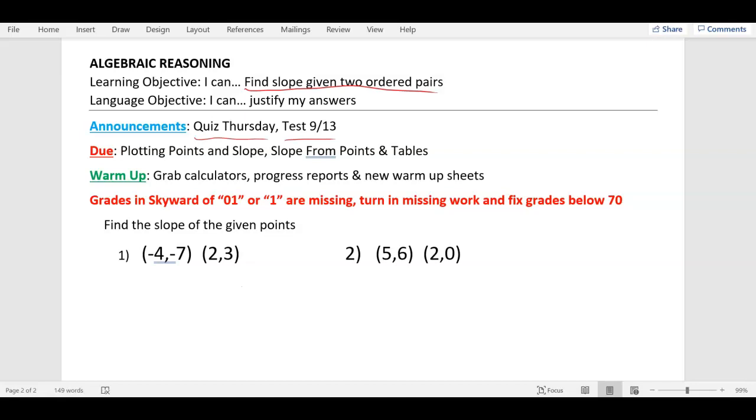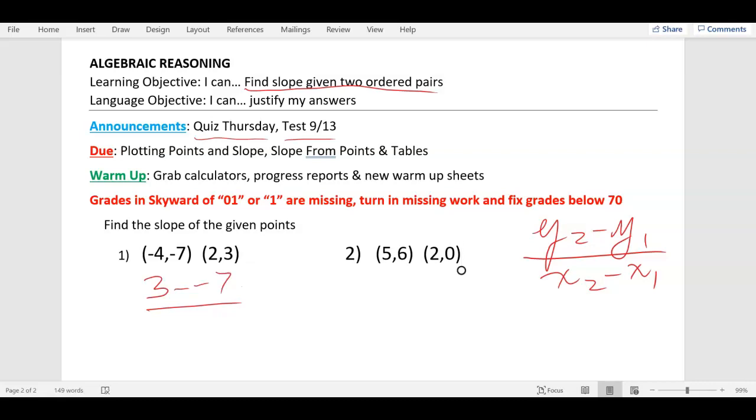This warm up is just more of the same, so we should know how to do this. It's y2 minus y1 over x2 minus x1. You've got to be good at getting slope from 2 points. So number one, y2 minus y1. What am I going to put here? 3 minus negative 7, right? And on the bottom, what do I put?